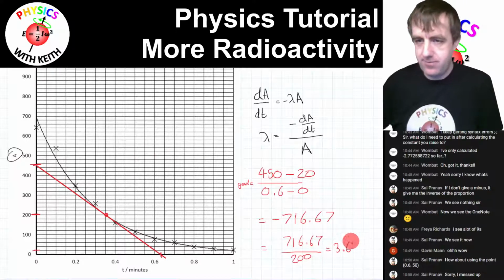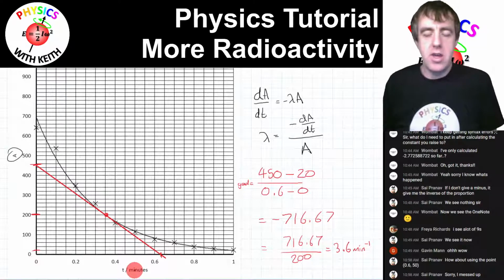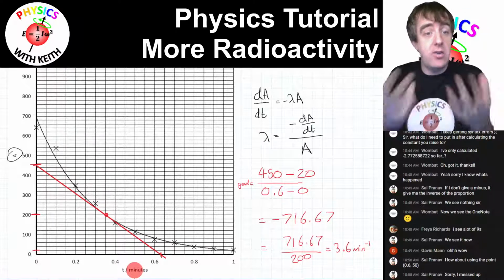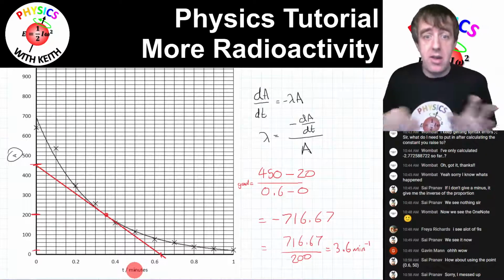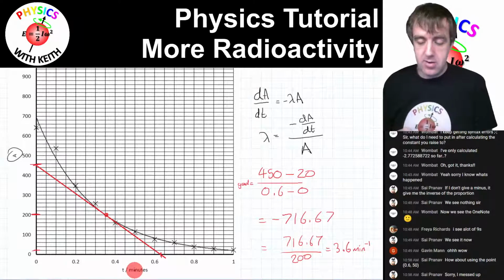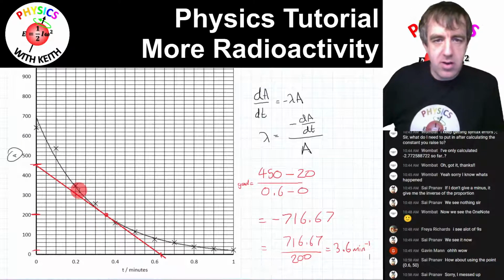per minute, because it's minutes on the x-axis. And then if I want to find a half-life, I can do natural log of 2 divided by that to get the half-life. I'm just going to do that to see what it looks like. So natural log of 2 underneath that. It says 0.2-ish apparently is the half-life.